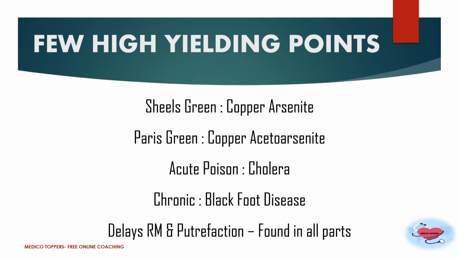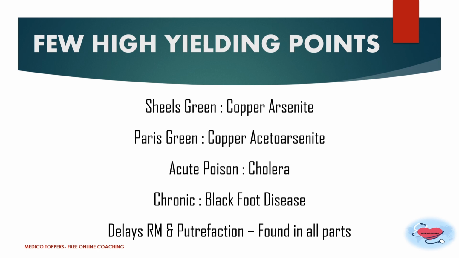And next, we'll discuss a few high yielding points for arsenic poisoning. Scheele's green. Scheele's green is nothing but copper arsenite. Paris green. Paris green is copper acetoarsenite. Acute poisoning resembles cholera, and chronic arsenic poisoning resembles black foot disease, which occurs as a result of gangrene in the toes and fingers.